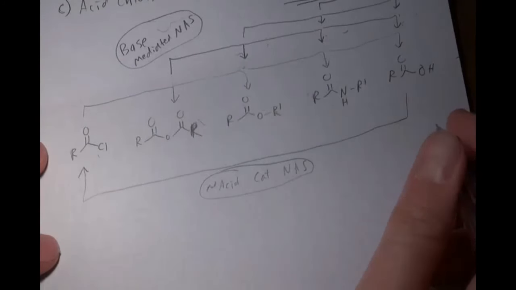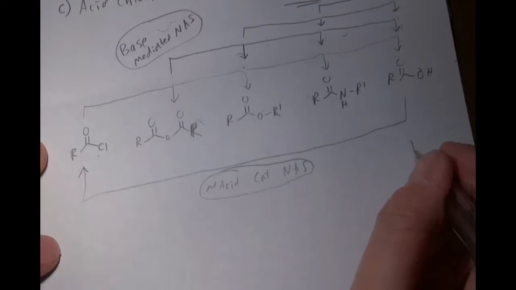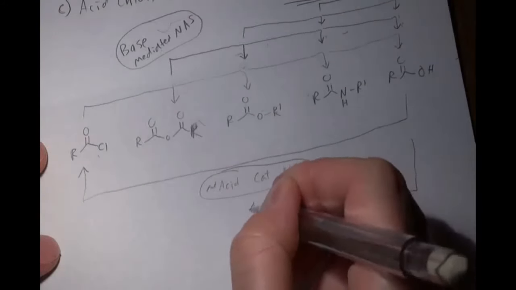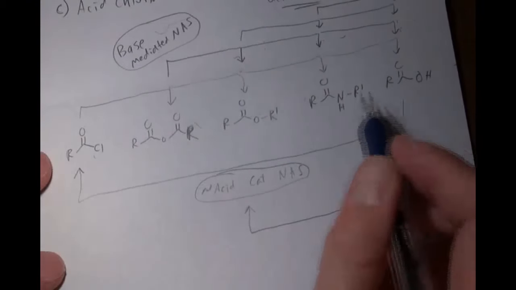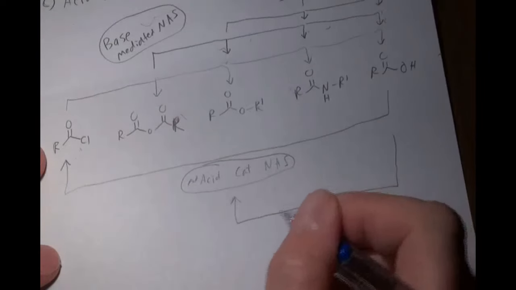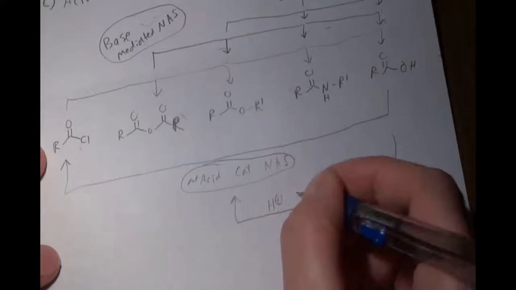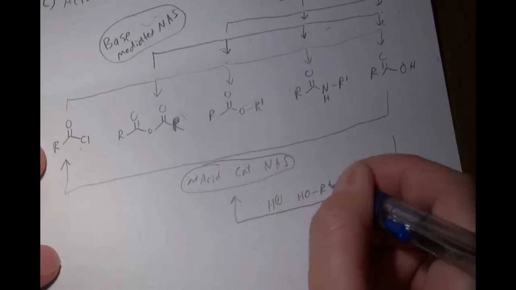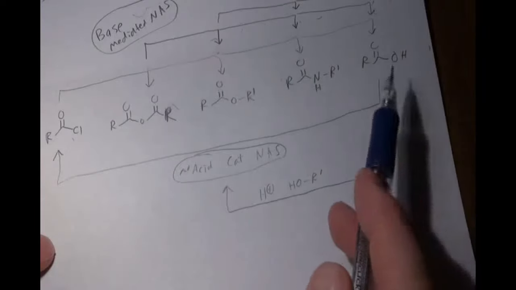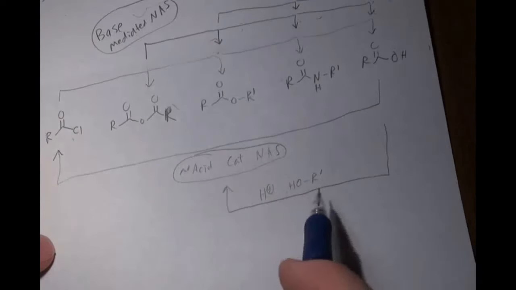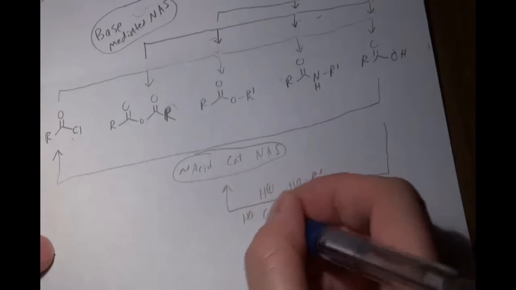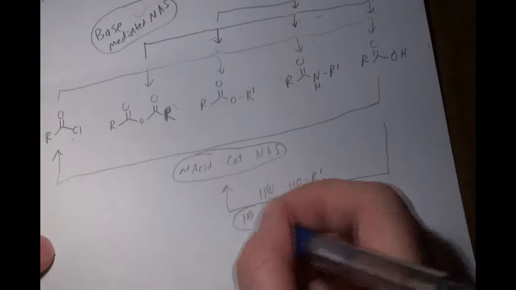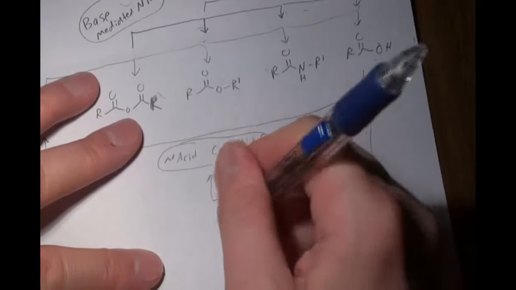And what else? I'm also going to mention that it is very easy to go from a carboxylic acid to an ester. And this is definitely an acid catalyzed NAS. This is essentially treating a carboxylic acid with H+ and an alcohol gives you an ester. This is definitely acid catalyzed NAS, as I showed in the mechanism. Acid catalyzed NAS, H+ catalyzed NAS.